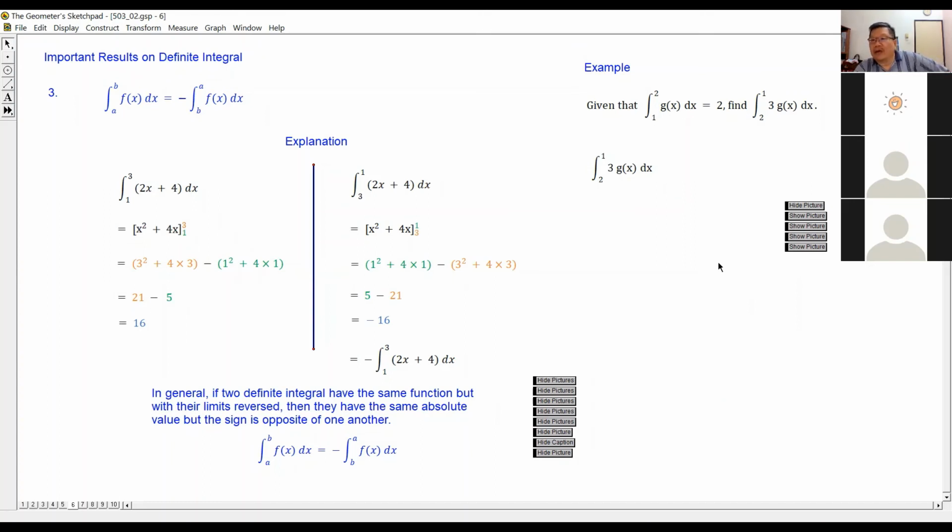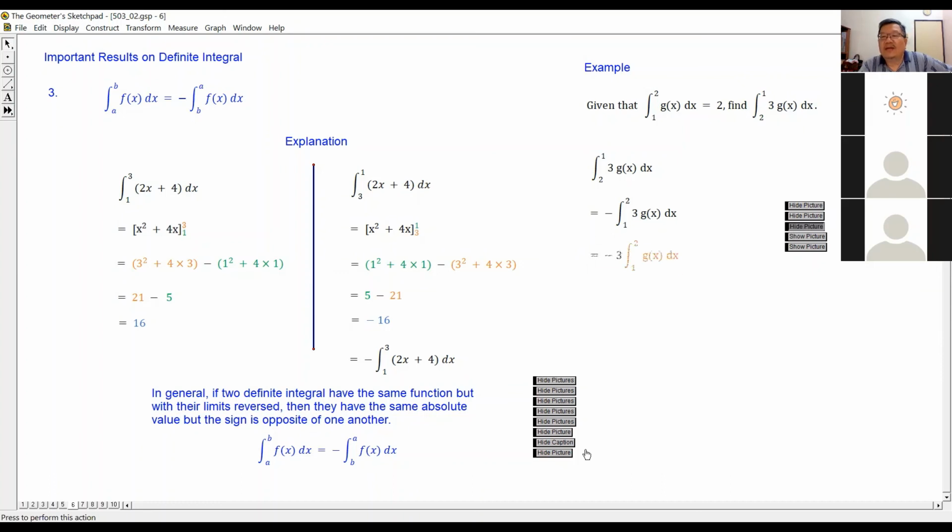Negative 6. Correct, very good. Negative 6. Okay, why do you get negative 6? Because when you see here 2, 1 and you change it to 1, 2, you must change the sign to negative. This is the formula they give us. They say if you change the upper and lower limit, you must put a negative sign in front. So when I change the upper and lower limit, I must put a negative sign in front. One step at a time. Never mind, slowly.